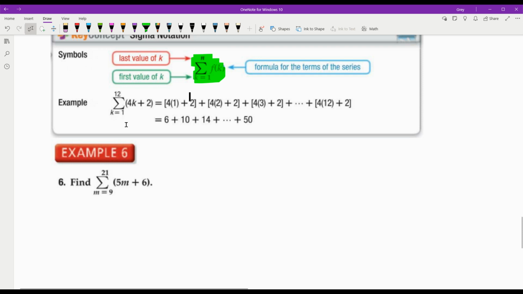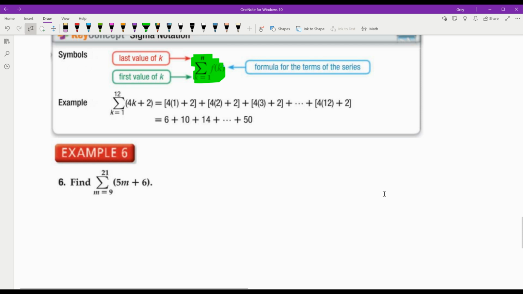And what I'm doing is I'm filling in k equal to 1, k equal to 2, k equal to 3, all the way to k equal to 12, and I'm adding up those numbers. So that is what that means. I don't know if y'all have known this before, but that capital sigma means add up all those terms. How do you find those terms? You plug in these numbers, starting at the bottom, ending at the top, wherever you see the variable.